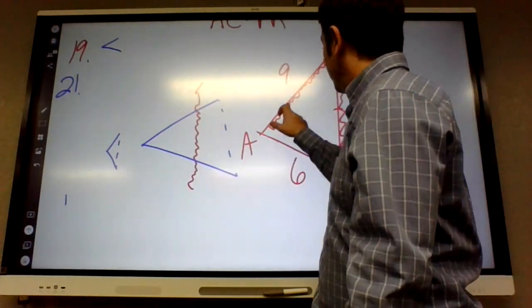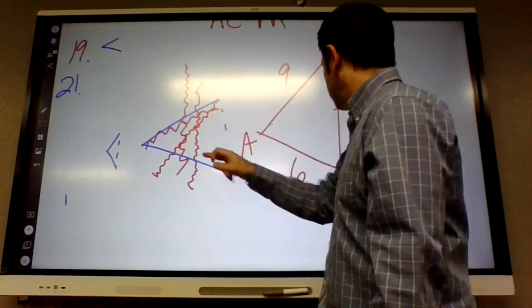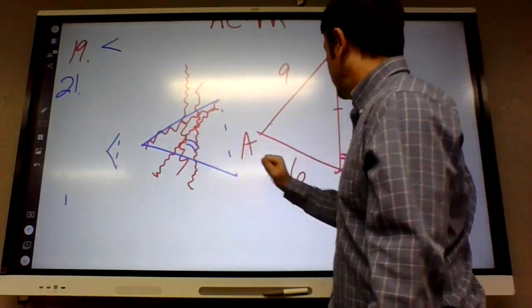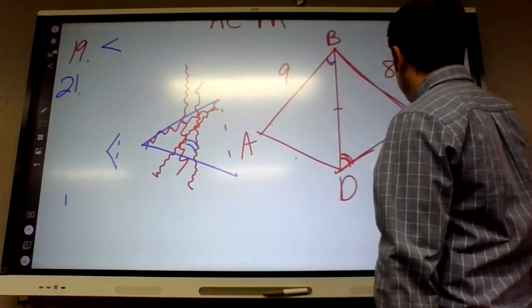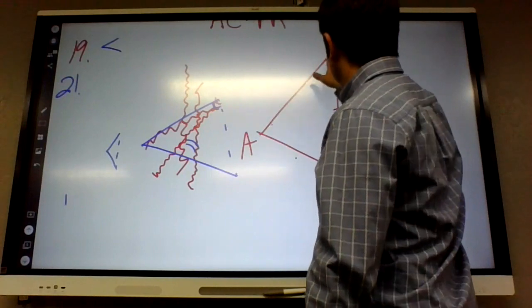Alright, let's see if I can get rid of all this garbage. Don't need that, don't need that. Put so many angle symbols in there.